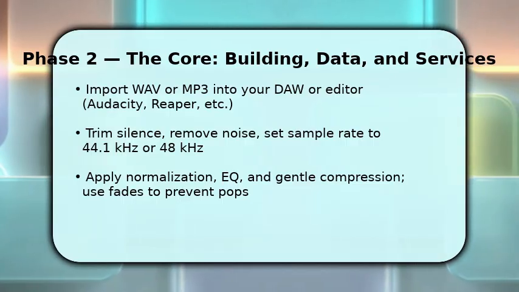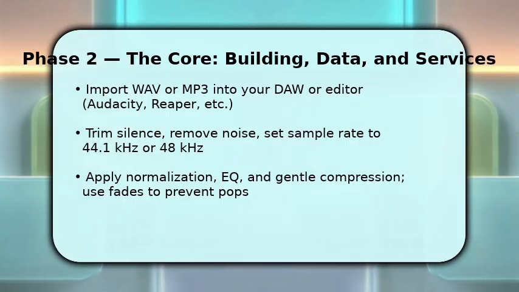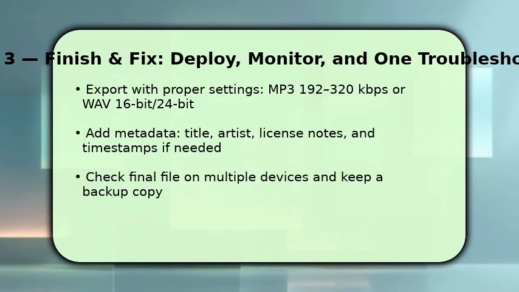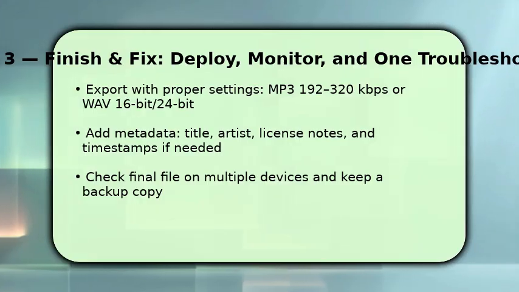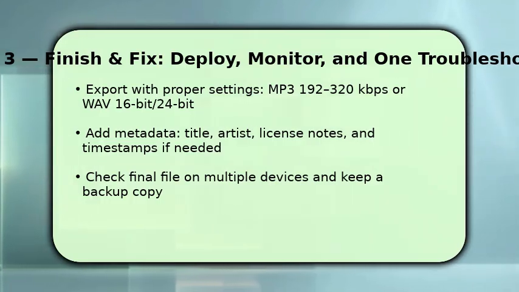You finish by exporting with settings that match your use case. MP3 at 192/320 kbps for streaming or WAV 16-bit/24-bit for archival quality. Make sure to embed metadata, title, artist, license, so reuse is clear.